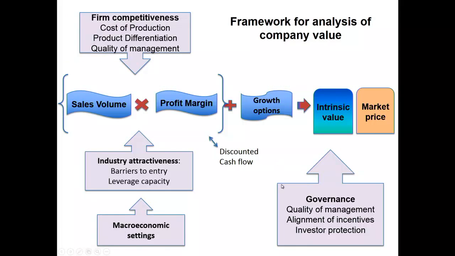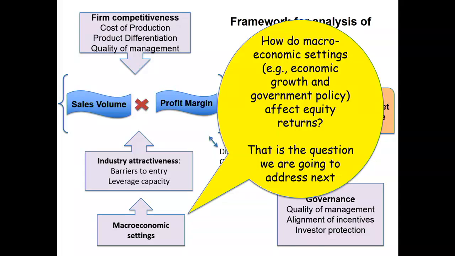On the other side, you can look at a company. One area you might wish to specialize in, and some companies specialize in this, is governance. They look at the quality of management. They look at the alignment of incentives between the management and the shareholders, their level of investor protection, and they look for some kind of event where there'll be a change, and then they'll invest on the basis of that particular change. But what we're going to look at now is how macroeconomic settings, growth and government policies affect equity returns. That's going to be the subject of the rest of this lecture.